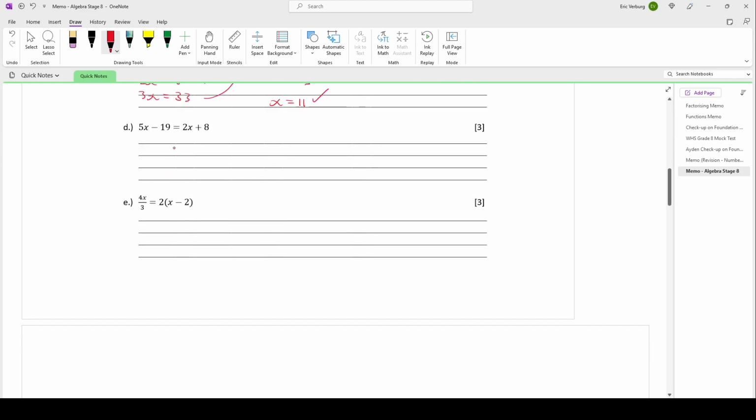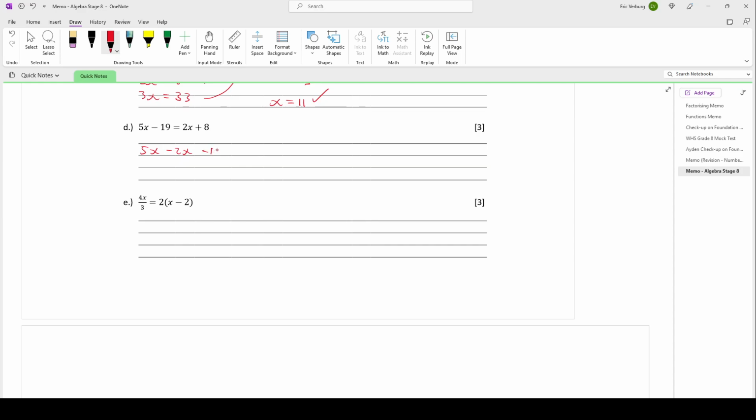Question D. Okay, so now we've got multiple x's. So what we want to do is we want to group all the terms that include an x together. So I'm going to group all the x's on the left-hand side. So we have to get rid of the x's on the right-hand side. So at the moment we've got 8 plus 2x. So the opposite of plus 2x is minus 2x. So I'm going to minus 2x from both sides.